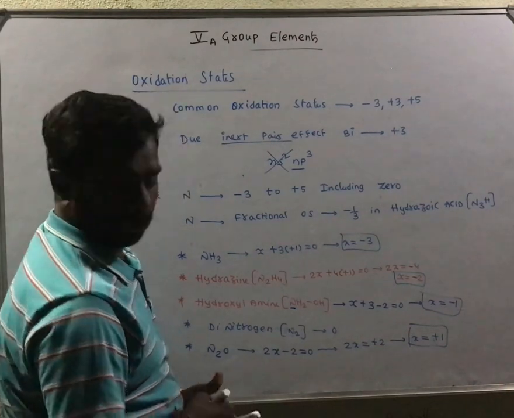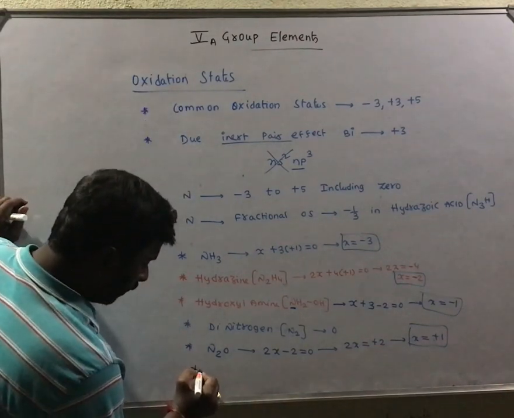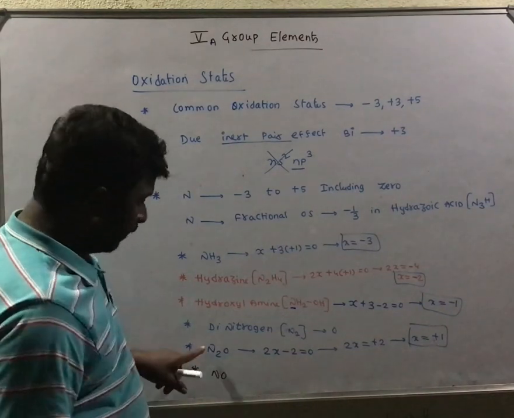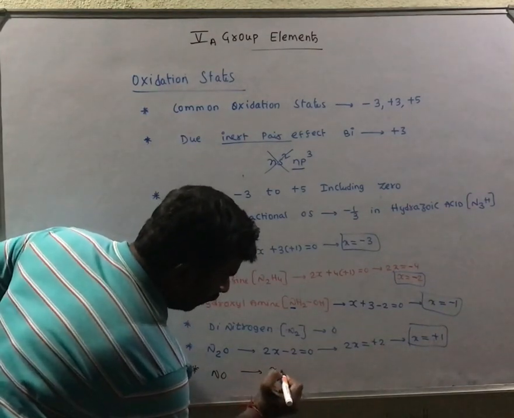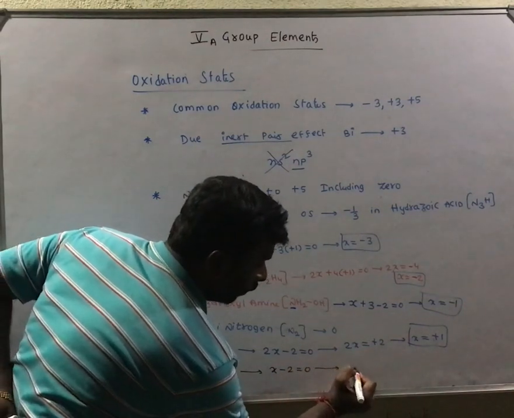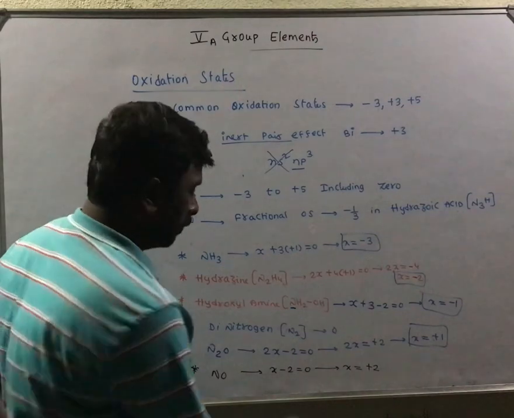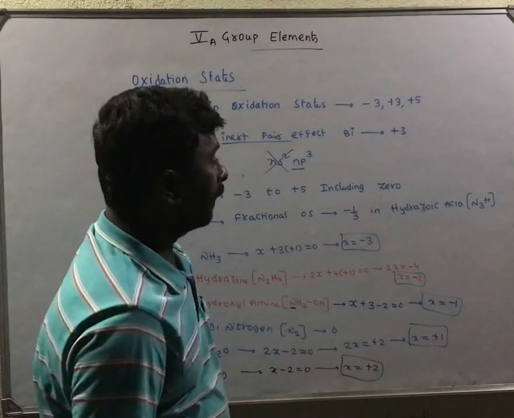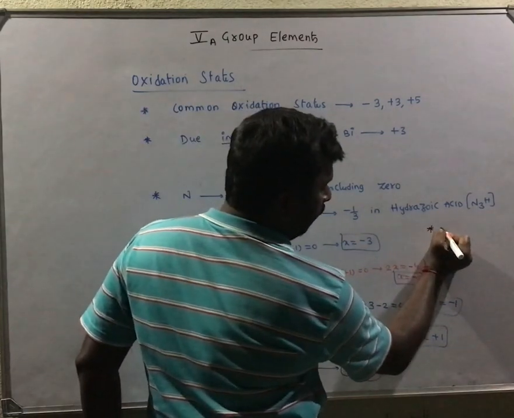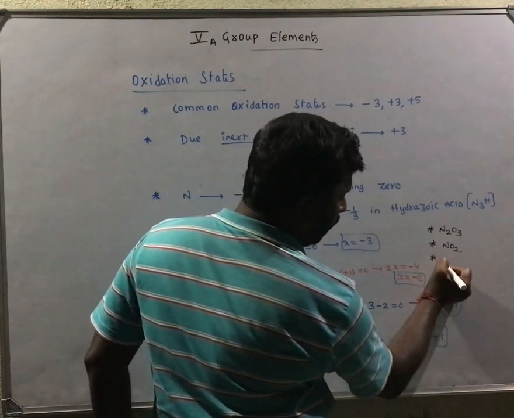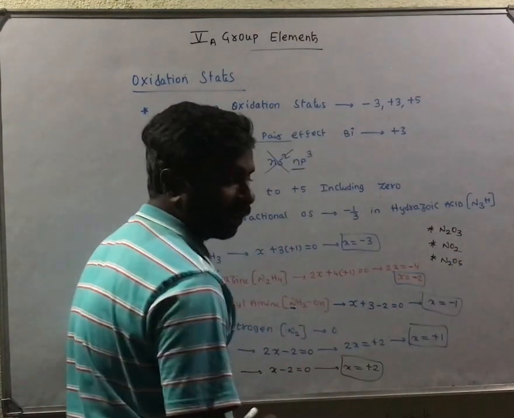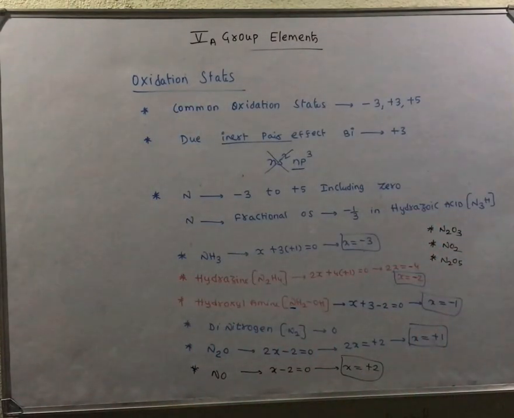Okay. Now you consider nitric oxide. This is nitrous oxide. This is nitric oxide. Only one nitrogen. x minus 2 equals 0. x equals plus 2. So this is nitric oxide. And you find for N2O3, NO2 and N2O5. Find the oxidation state of nitrogen. Calculate for N2O3, NO2 and N2O5.